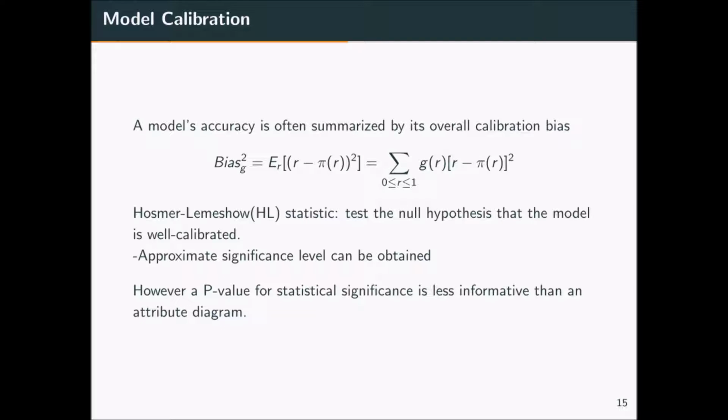There are also some other measures for accuracy. A model's accuracy is often summarized by its overall calibration bias, which can be obtained by taking the expectation of the square of calibration bias. The value reflects the discrepancy between assigned risk and outcome prevalence in the entire population. Moreover, we can use a hypothesis test to test whether the model is well calibrated or not. However, a p-value for statistical significance is less informative than an attribute diagram.